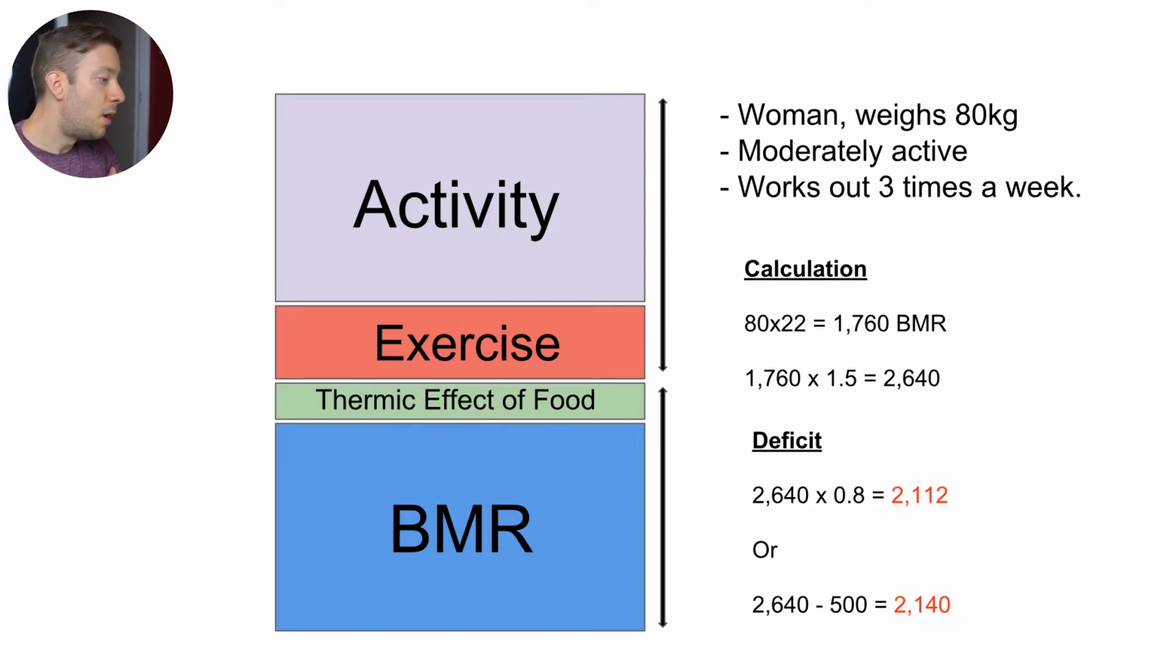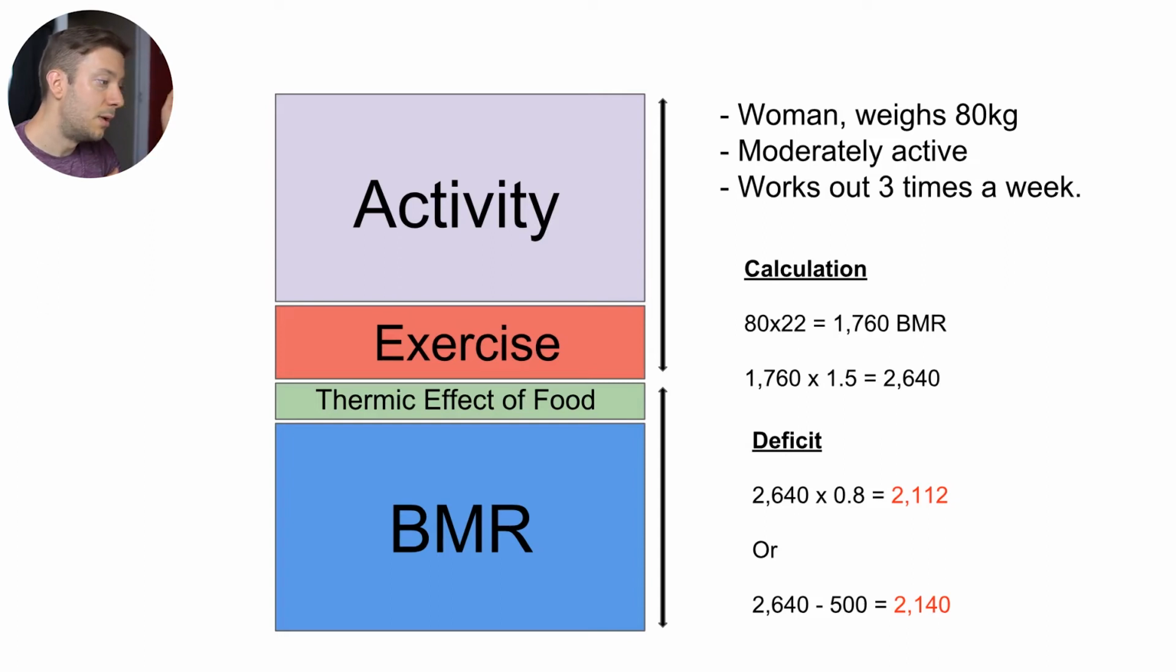Or if she wanted to lose a certain amount, we know that there's 3,500 calories in a pound of body fat. So if we divide 3,500 by 7, that gives 500 calories. So if we take off 500 calories per day, over a week that would mean she would lose a pound of body fat. So that 2,640, if we minus 500, that means she should be consuming 2,140 calories per day to lose a pound of body fat over a week.